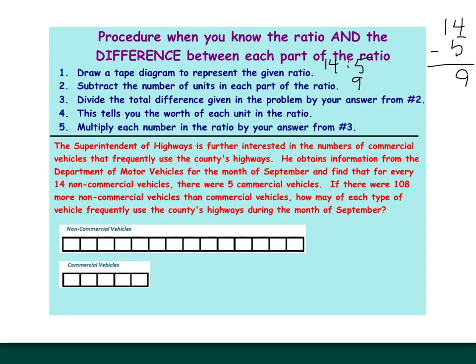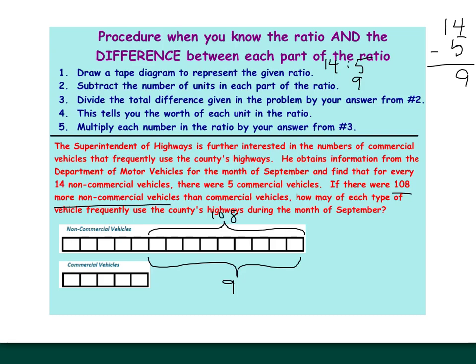So what that 9 represents, before I go on, is all of these blocks here. That's why I did subtraction. I could count those blocks and get 9, but subtraction's a little bit faster. So I have 9 blocks more in the non-commercial vehicles than I do in the commercial vehicles. What I also know about this 9 blocks is that I'm told there were 108 more non-commercial. So this entire row of units should equal 108 vehicles.